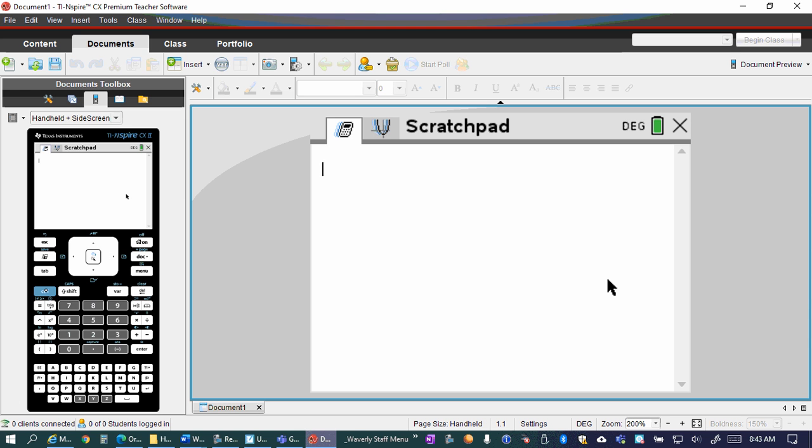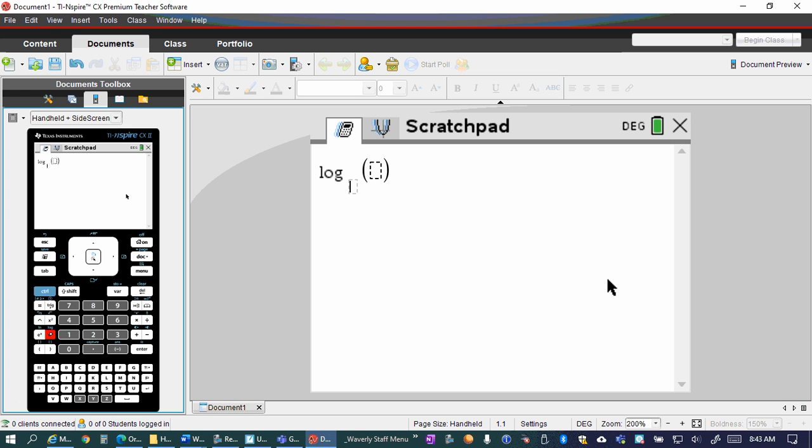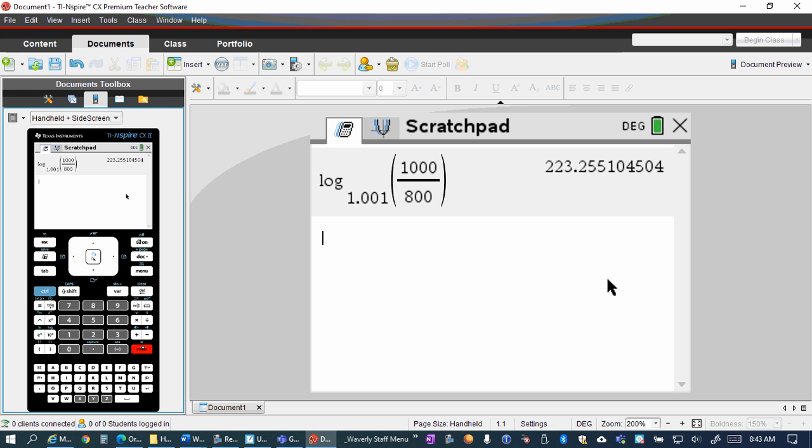So let's see, control log 1.001 of 1,000 divided by 800. Now we get 223.26. That's not years, remember, because we're compounded how often? We're compounded 12 times per year, so that's actually the number of months.